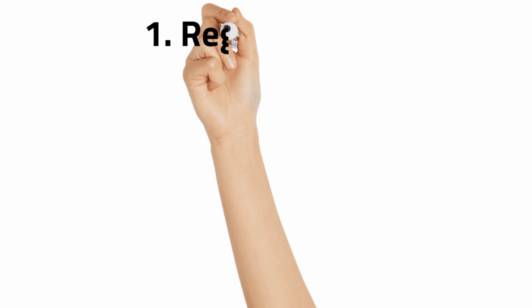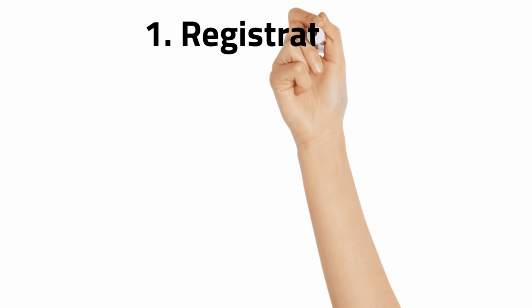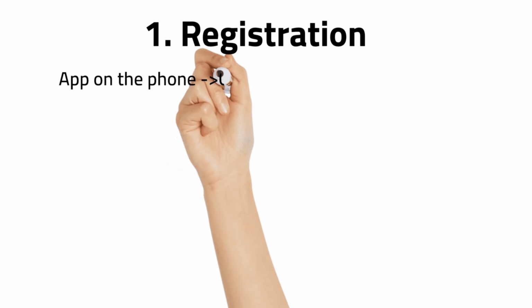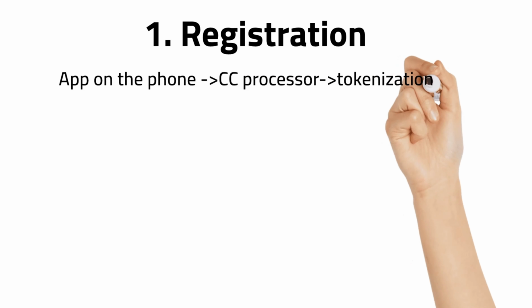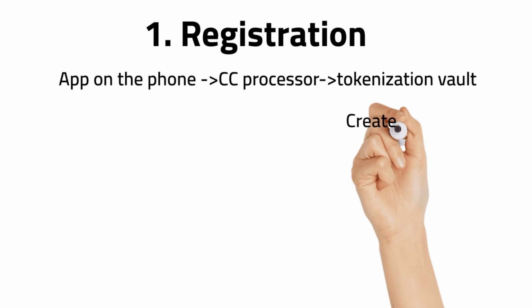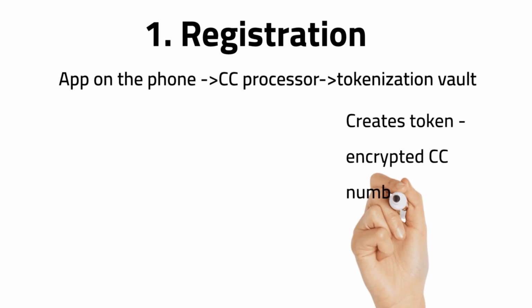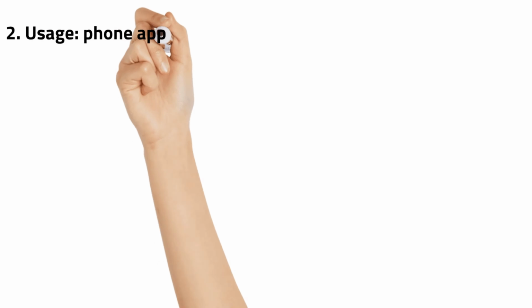During the registration process, the app on your smartphone securely sends the credit card numbers to the credit card processor. The credit card processor sends it to the vault. The vault creates a random string of characters and stores it with the encrypted credit card numbers and associated phone numbers.